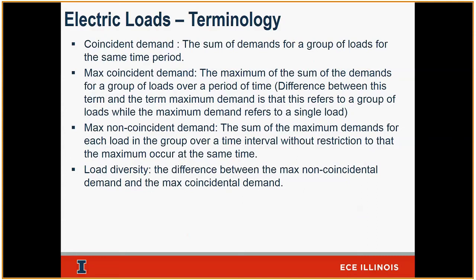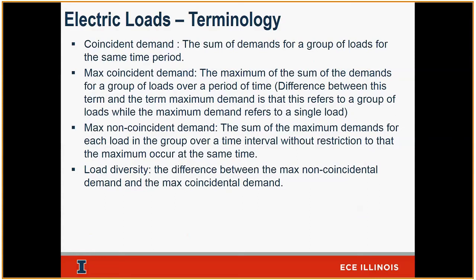Coincident demand is just the sum of demands for a group of loads for the same time period. So if I have a group of customers fed off one transformer, and this is a symbol for a transformer, I could have multiple customers being fed energy off of it. So this could be a house, 2, 3, and they're all fed off the same transformer, right? The coincident demand is the sum of the demand for these loads at the same period of time. So I look at the same period, say at 5 p.m., and I sum up all the demands for these customers. That will be my coincident demand.